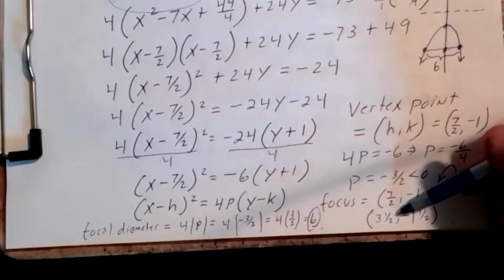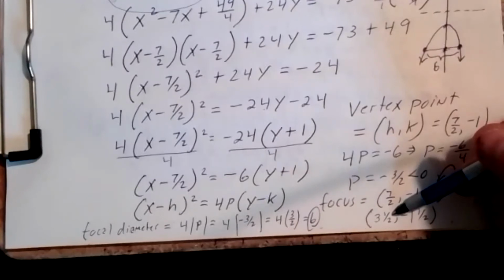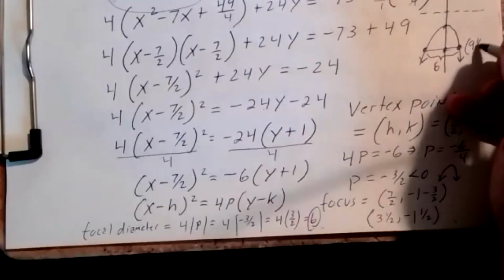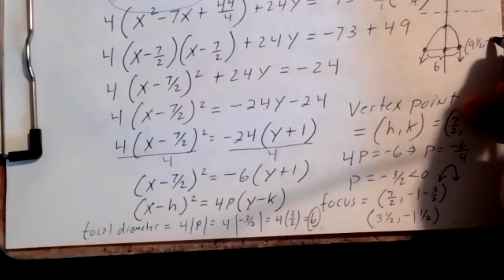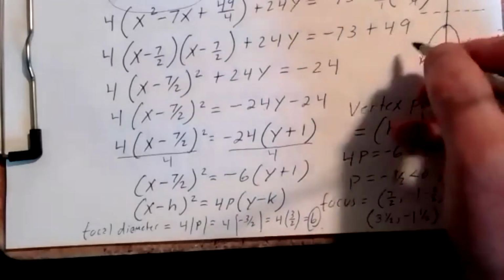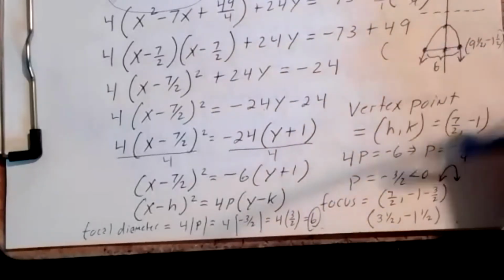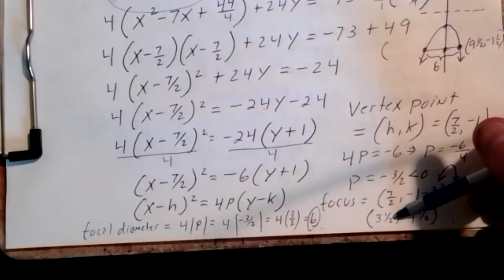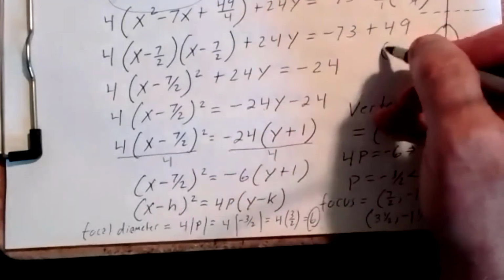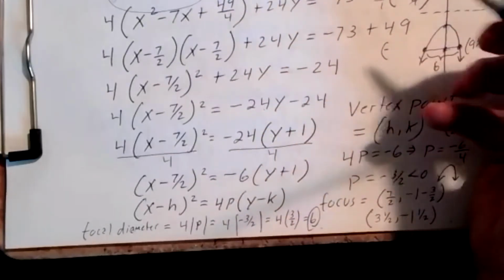So this right end point would be what? The x coordinate would go from 3.5 and you'd add 6 to this. So it'd be 9.5, -1.5. That's the right end point. The left end point of the lattice rectum would be taking the x coordinate of your focus and subtracting off 6. So what's 3.5 minus 6? Well, that would be negative what, 2.5, I believe. 2.5.